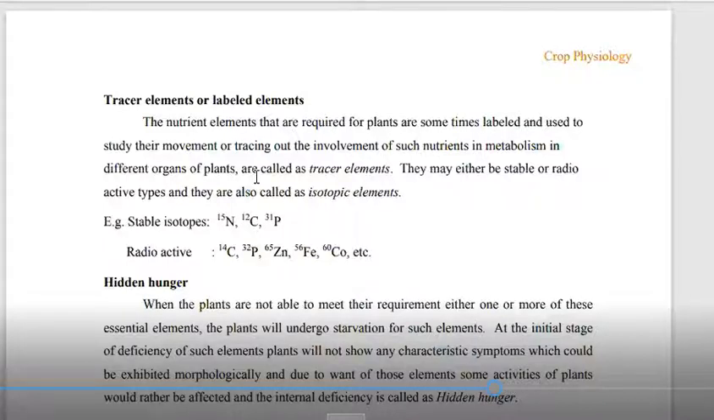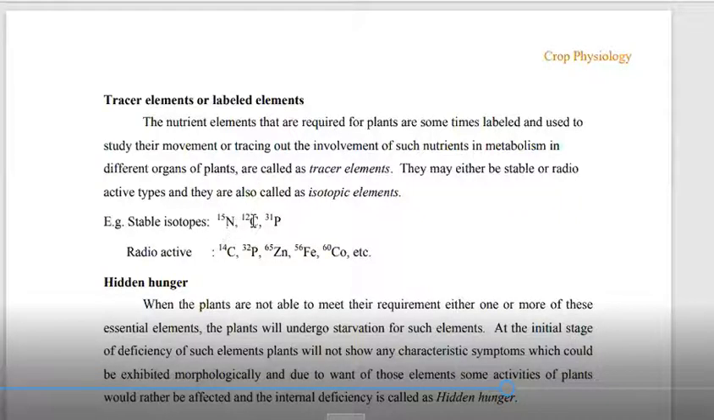So sometimes these elements are labeled, using labels, to study such nutrient movement in the plant. These particular tracer elements are used in the form of isotopes, or some of them are the radioactive form of these nutrients.